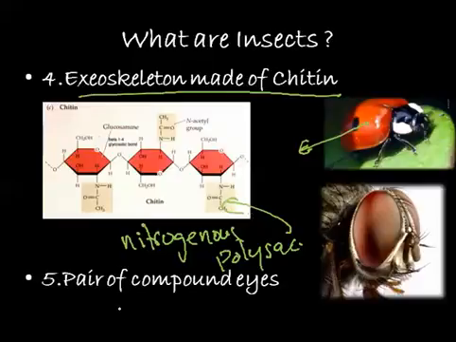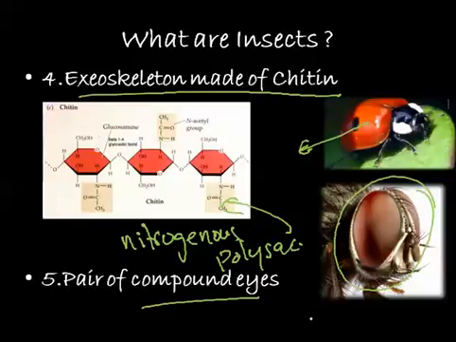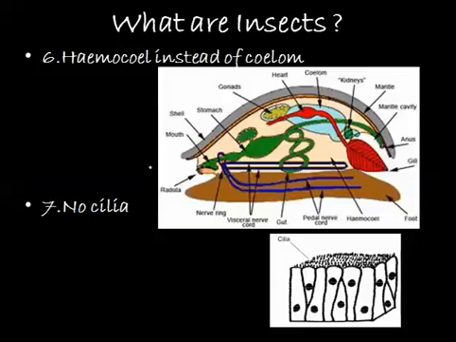The fifth characteristic is the presence of compound eyes. Like in this case of a fly, you can see there is a presence of compound eyes there. The next characteristic, which is very prominent, is the presence of hemocoel instead of coelom, like in mammals and in other vertebrates. We have a coelom. Here you have the hemocoel portion in the stomach area.